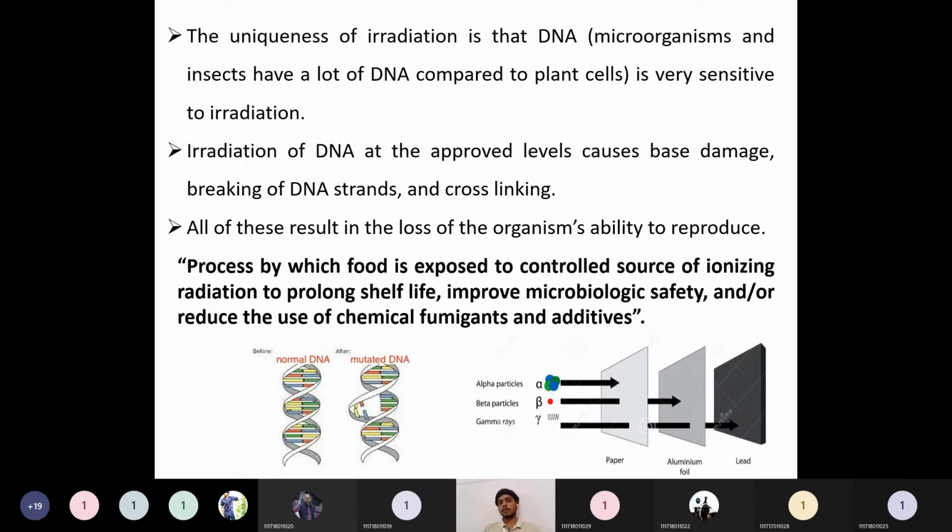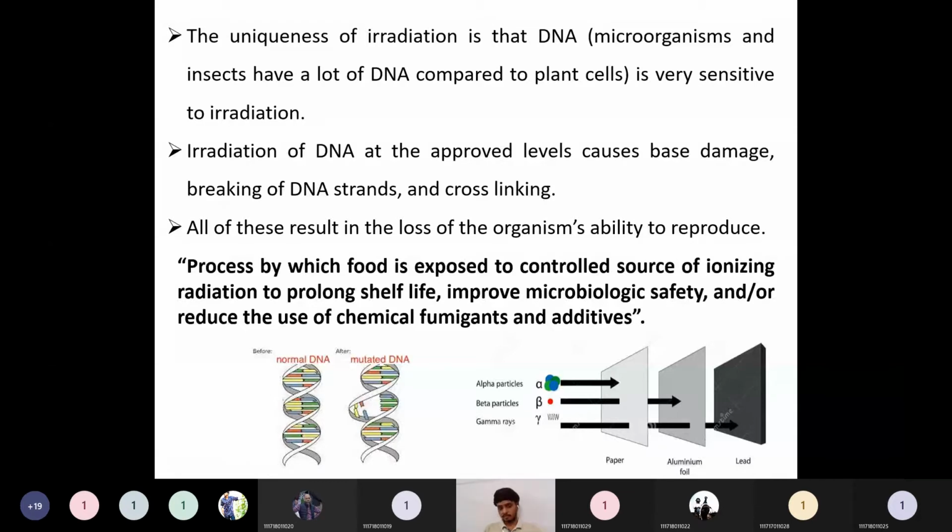Then we have to repair the DNA, and only then will multiplication be possible. So this is the overall process which happens in irradiation. By the DNA damage, the process acts to lower the possibility of food spoilage or food destruction. So now we can define what food irradiation is.